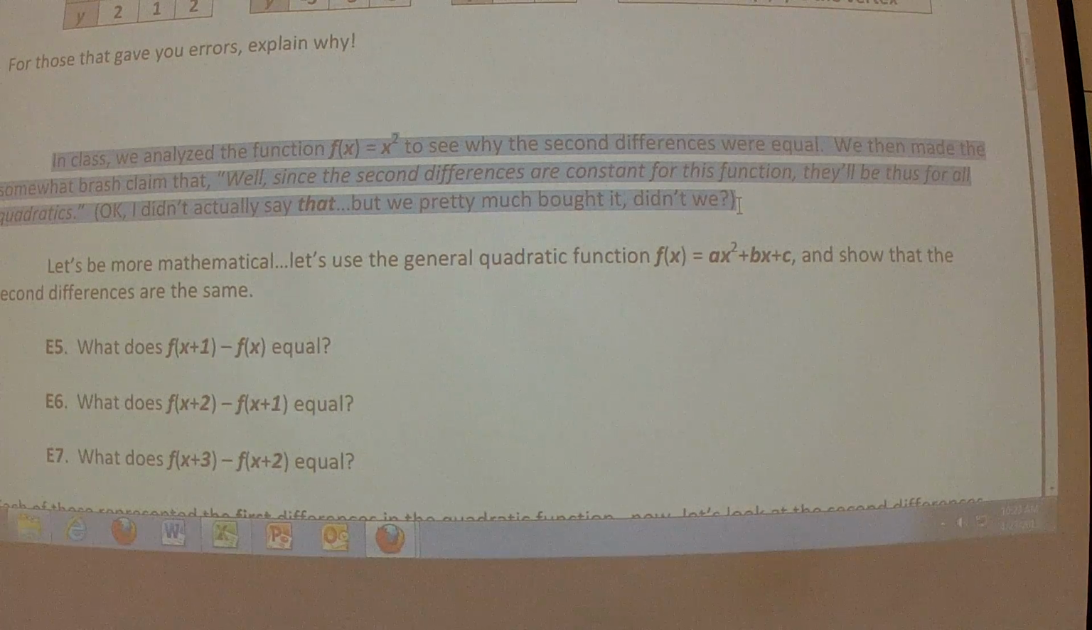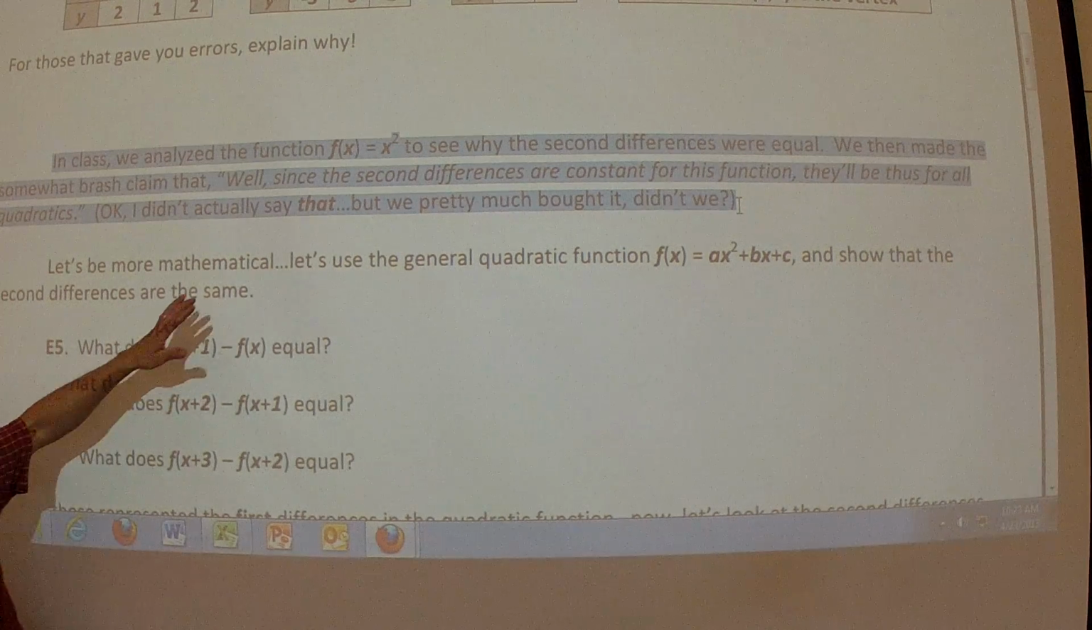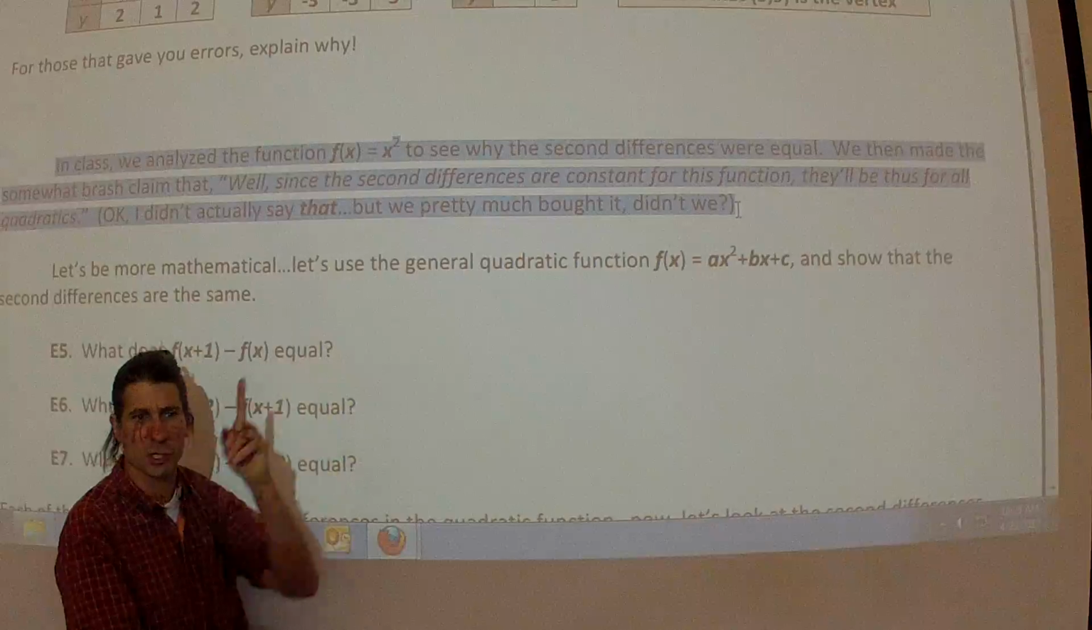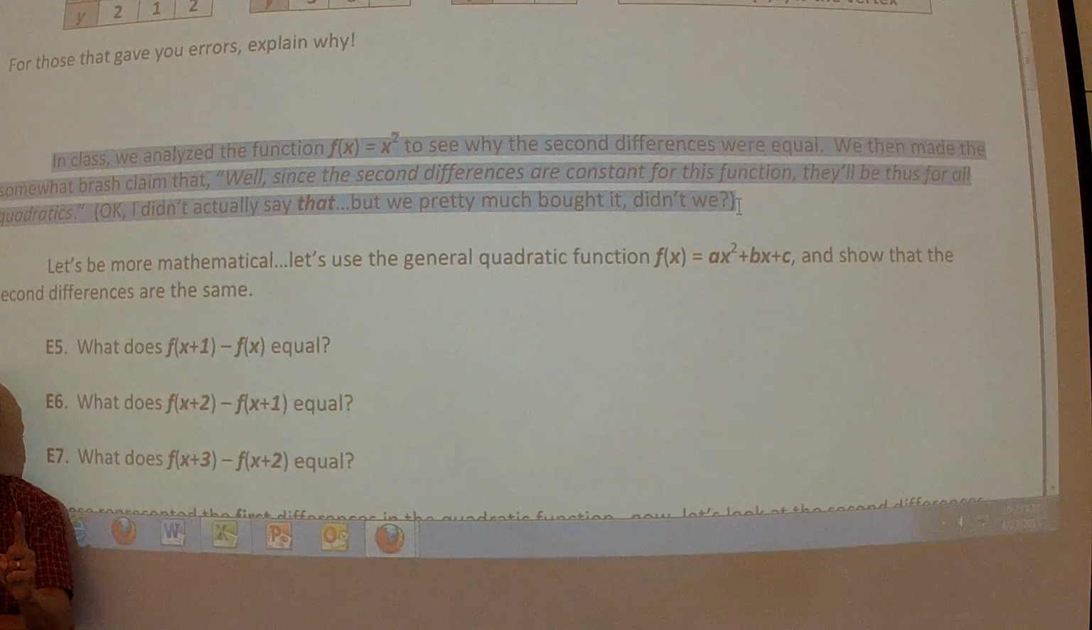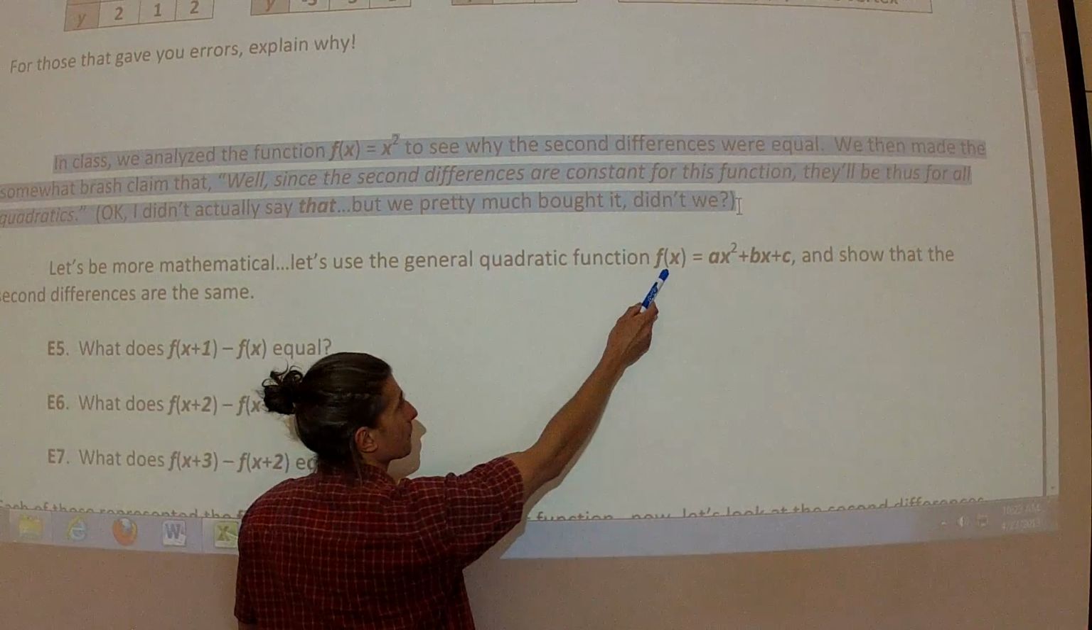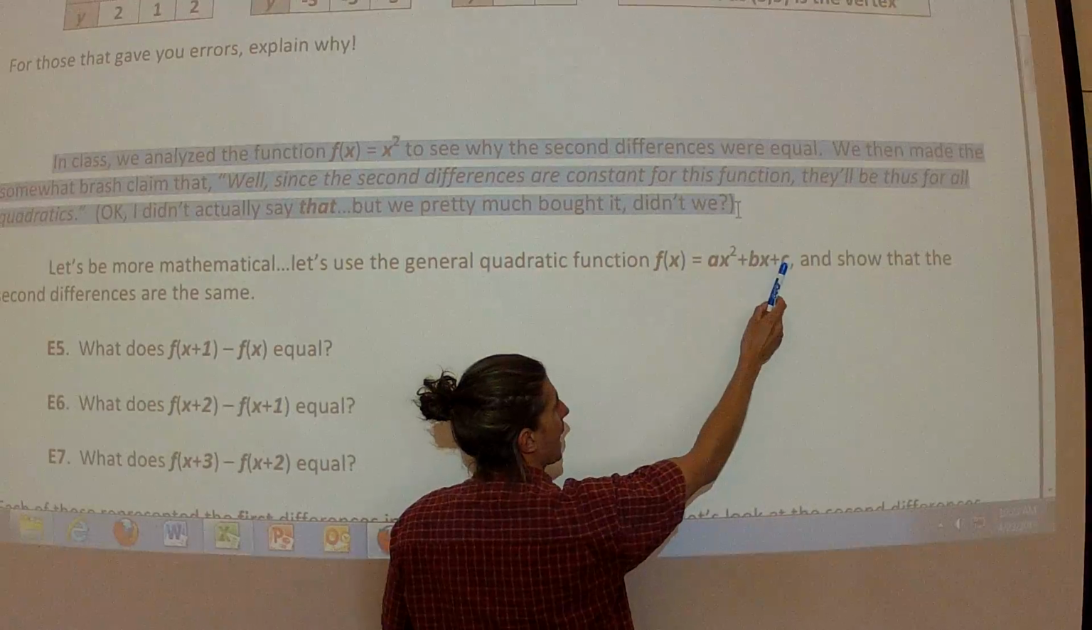So what this essentially does is it asks you to be a little more rigorous in checking that. Is it actually true for all quadratics? And so what I'm asking you to do here is go a little bit general. The generalization of it is, instead of using the function f of x equals x squared, which is one very specific quadratic, I want you to use f of x equals ax squared plus bx plus c.